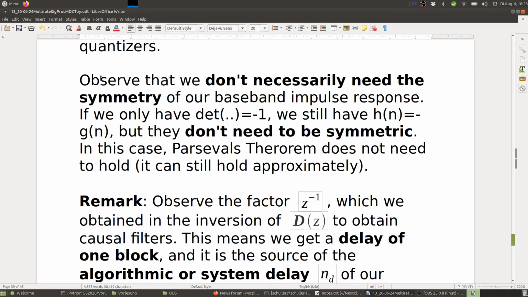Observe that we don't necessarily need the symmetry for our baseband impulse responses. If we only have the determinant to be minus 1, we still have h of n equals minus g of n, but they don't need to be symmetric, right? H and g can be non-symmetric. In this case, Parseval's theorem does not need to hold, but it still can hold approximately.